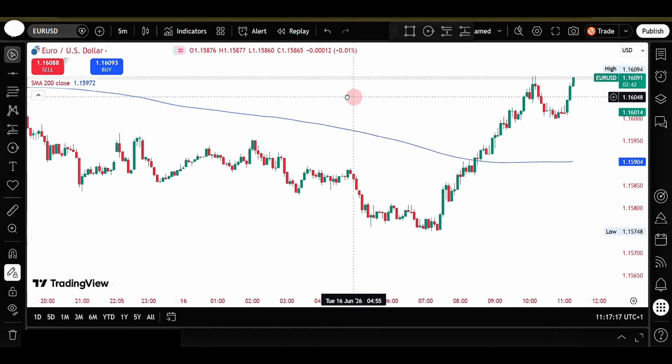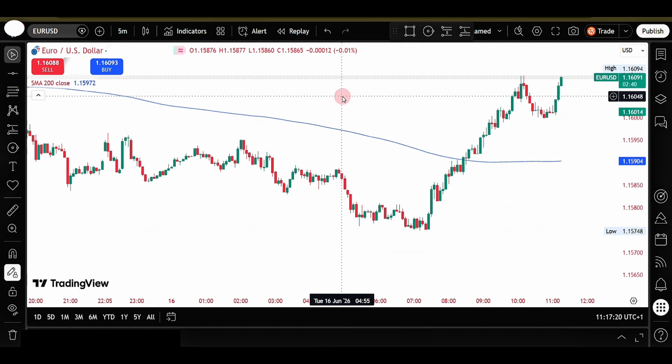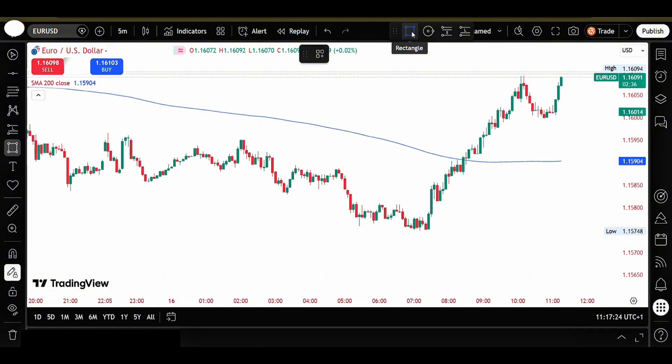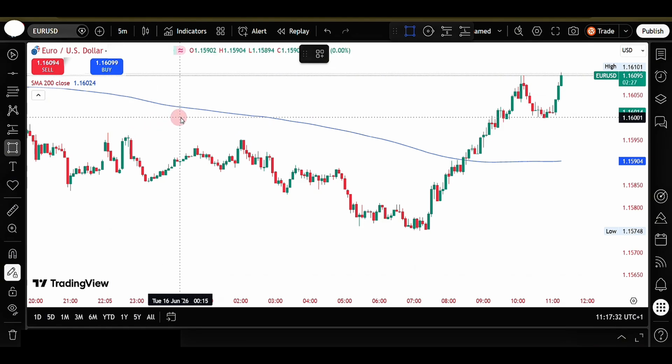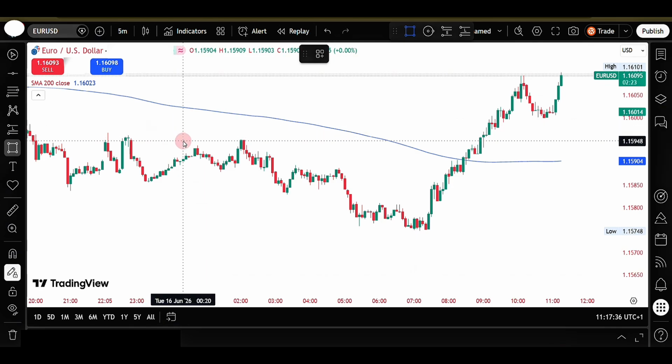So when I came to the chart this morning, I like to mark out the Asian session. First of all, I mark it out with a rectangle. So the Asian session for me starts from midnight till 6 a.m. Okay, so today is Tuesday, so I look for the 0 hour, which is here. You want to see 00 as the time. Tuesday, 16 June 26, 00. That's 0 hour, that's midnight.